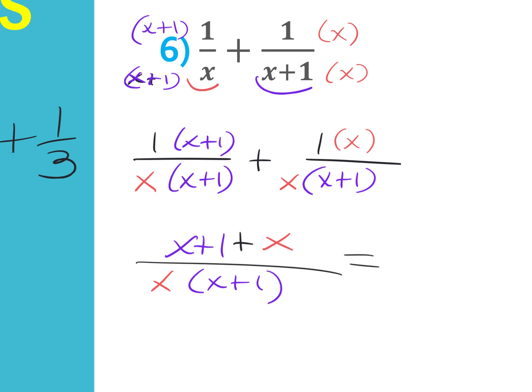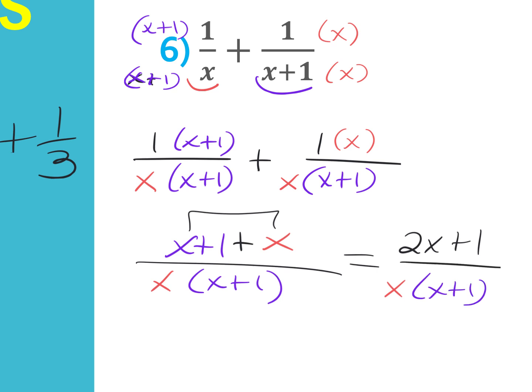So now I can add my like terms in the numerator. 1x plus 1x is 2x plus 1. And then write your LCD. You do not need to multiply or FOIL if it happened to be two binomials. You can leave it in factored form.